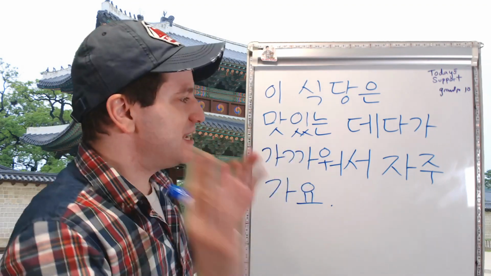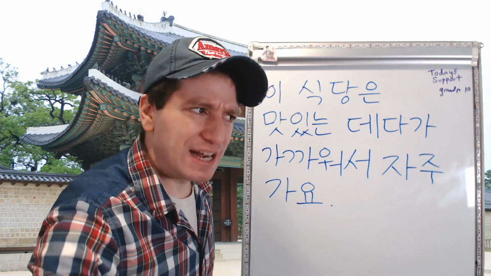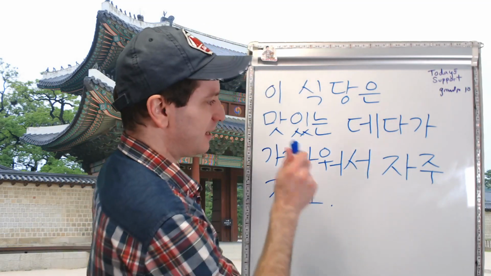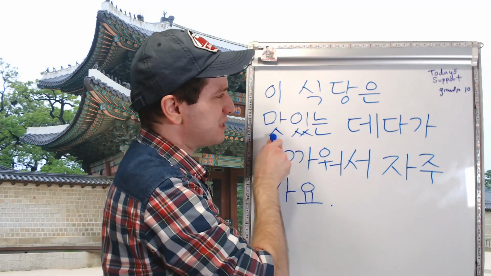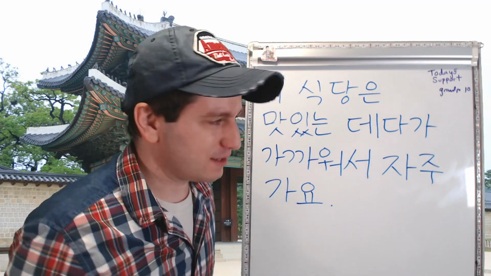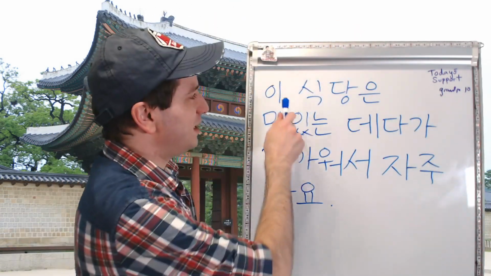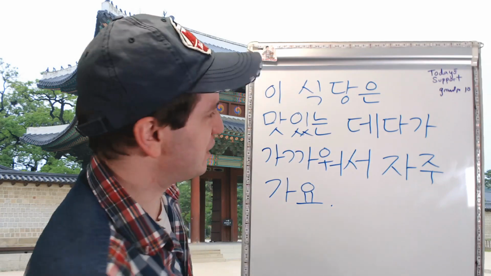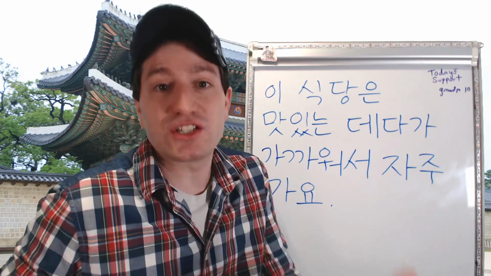So again, this form is used when you're giving the reason or an explanation for something, and you're giving more than one reason. So you're saying in addition to something, so this is the reason, but also this is the reason. 이 식당은, so this restaurant, 식당 meaning restaurant. 맛있다, literally to be delicious, but to taste good.